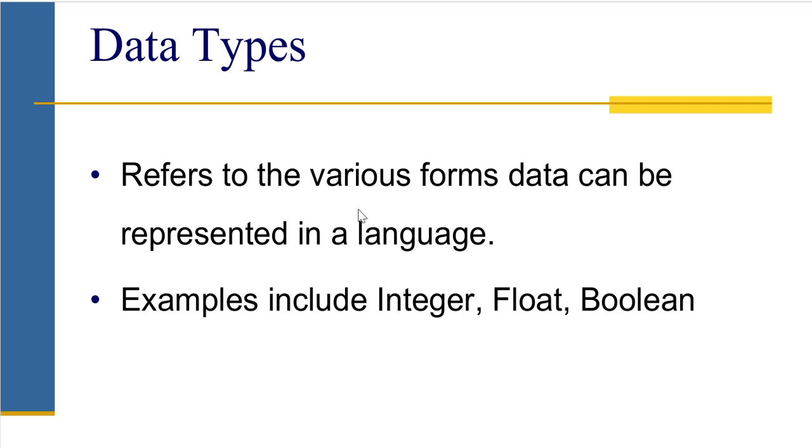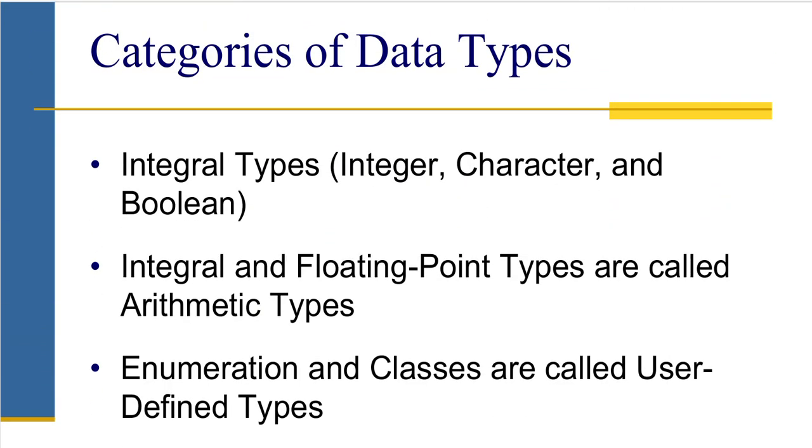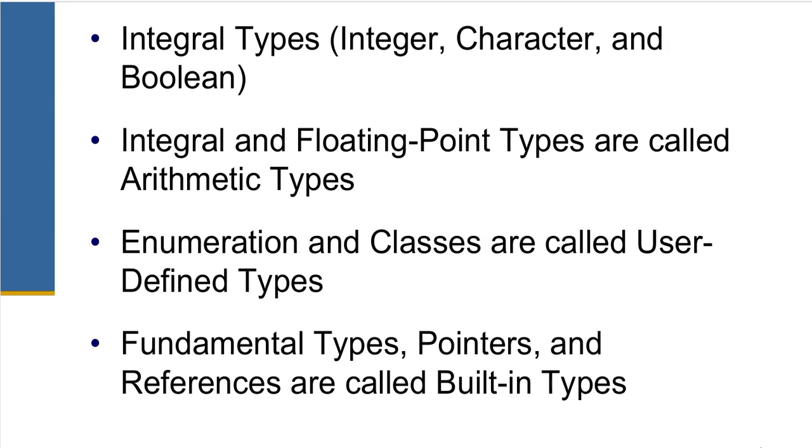So data types basically refer to data that can be represented in a language. We have examples of data types here. So we can see integer, float, boolean. There are a lot, there are characters.